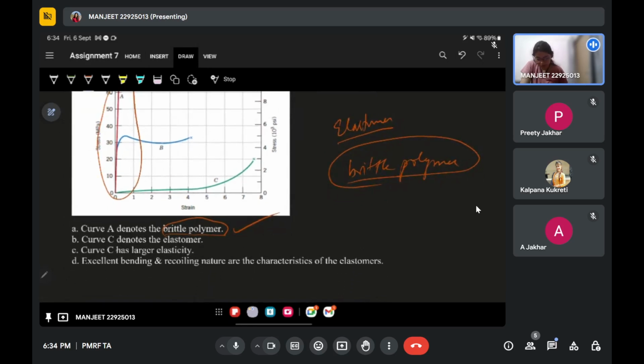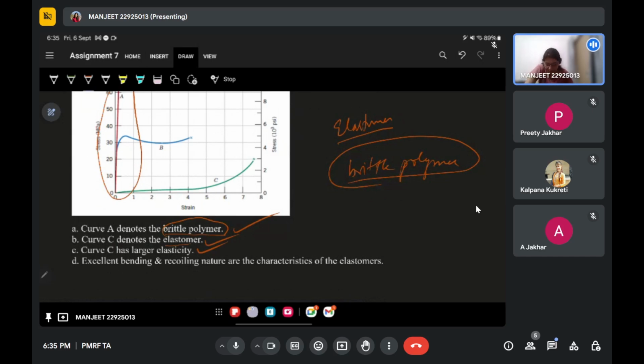Curve C denotes the elastomer. Yes, curve C is denoting the elastomer. Elastomers are basically all rubber-like structures, so they have elasticity and they can withstand strain. So yes, the C part is correct. C denotes the elastomer, and because elastomer has elasticity, and C has higher elasticity compared to A and B, C is also the correct answer.